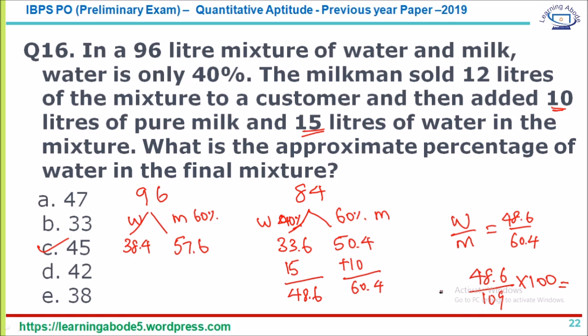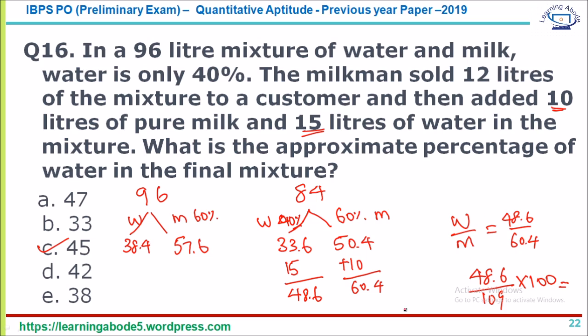Approximately 45%. How? Now 109 is a prime number. So instead of taking it as 109, just to make it simple, you can take it as 110. So 486 divided by 11, you will get approximately 45%. It's just an approximation.